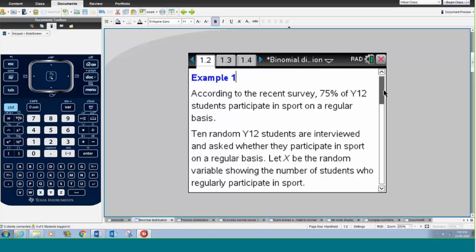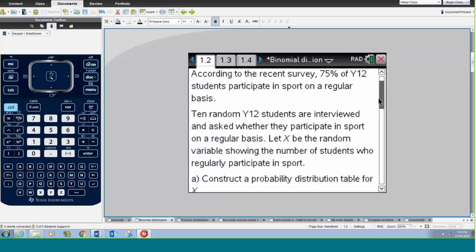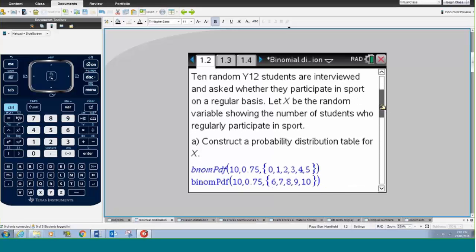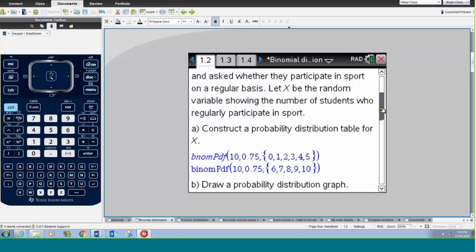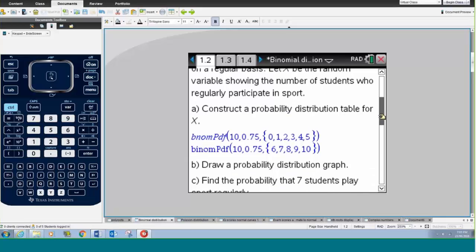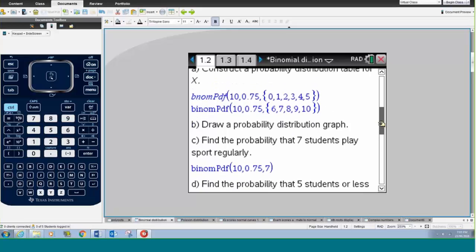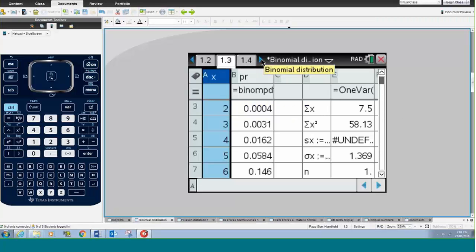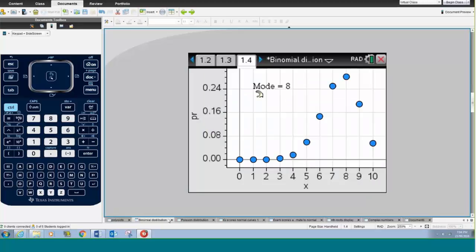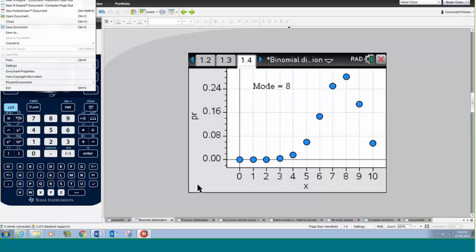So let's start with an example on binomial distribution. Let's say 75% of your year 12 students participate in a sport on a regular basis, and we have 10 random year 12 students interviewed. We want to construct a probability distribution table, draw a probability distribution graph, and then also answer some questions. I will try to show you how we can do those questions from scratch.